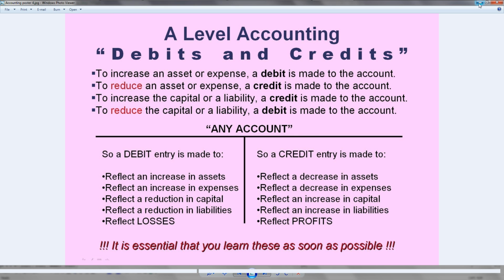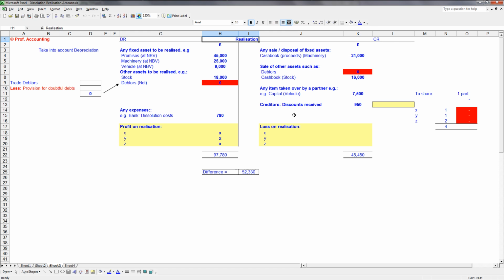And the realisation account, think of it, this is dissolution of a partnership. So the partnership is ceasing to trade after you've tidied up the accounts. So you're winding up the partnership account. So this is the only ledger you're going to be left with. So this has to work.